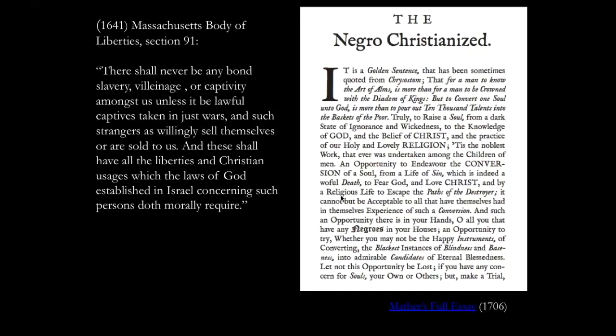"And they shall have the liberties and Christian usages which the laws of God established in Israel concerning such persons doth morally require." And what that meant was that it was the duty of evangelical Christians to not only save the souls of any person, but in order to do that, they had to be able to read the Bible. And so in Massachusetts, African Americans learned to read, whether they are free or enslaved.